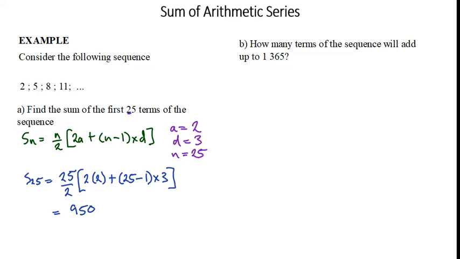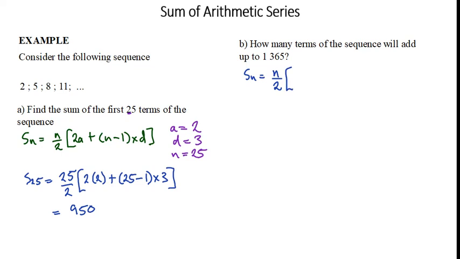Now, here's another classic question. How many terms of the sequence will add up to 1365? Obviously if we're adding terms in a sequence, we use this formula. So we're just going to say Sn is equal to, and the value of n is the one that we don't know, that's the one we need to work out.